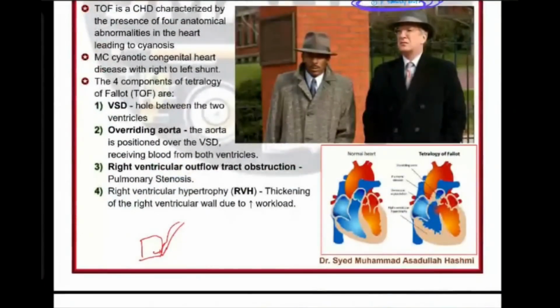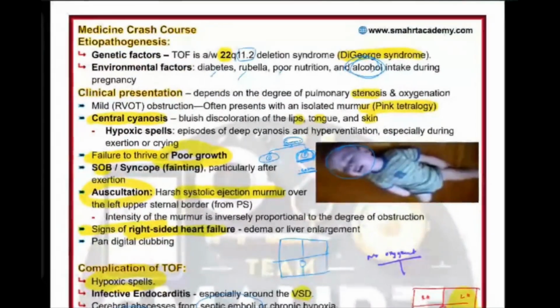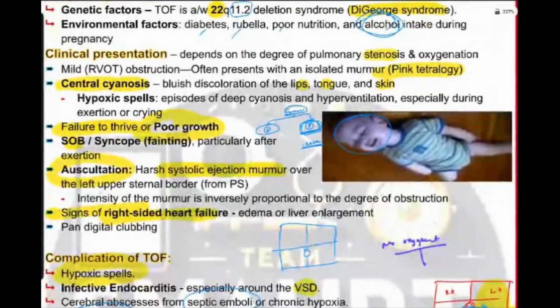We are studying TOF. In TOF, four components we study. After that, we are studying clinical presentations. In clinical presentation, we said it is central cyanosis. Because of this, no oxygen. Baby will not thrive. Even if the baby thrives, you have poor growth. Even if the baby becomes a child, while walking also the baby will have SOB.